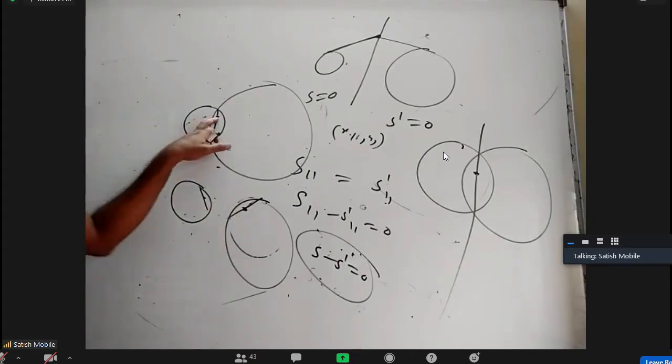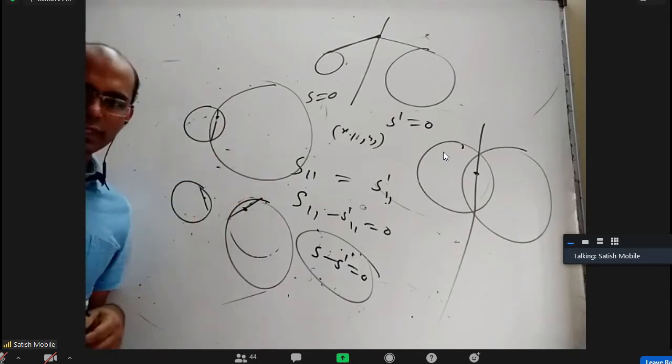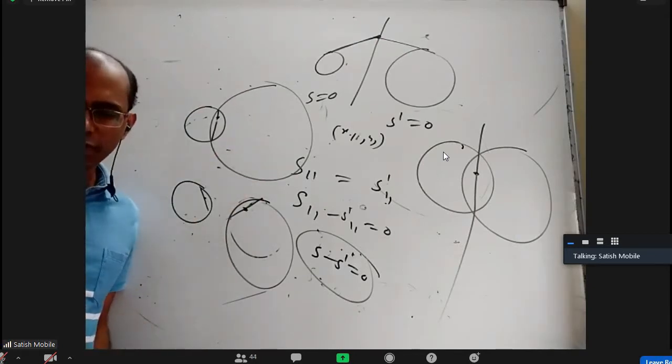Understood? Having this as a midpoint, there is a chord of the first circle. Having this as midpoint, there is a chord of the second circle. Both their lengths are equal. Anybody want to tell why it is?